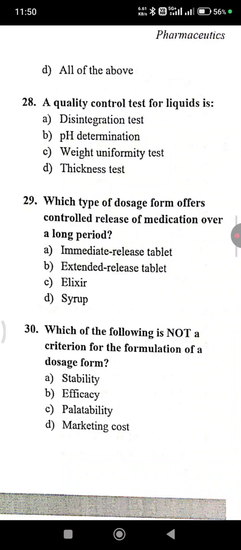Which of the following is not a criterion for the formulation of a dosage form? That is option D, marketing cost.